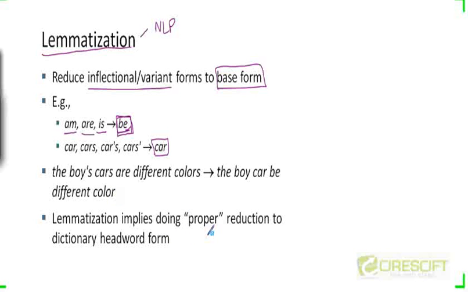So the word lemmatization derives from the word lemma, which refers to the root form of a particular word. So it's the dictionary headword form or the root form of a particular word, of which all the variants are derived forms. So lemmatization is taking all the words and mapping them to the root form, or to the lemma.